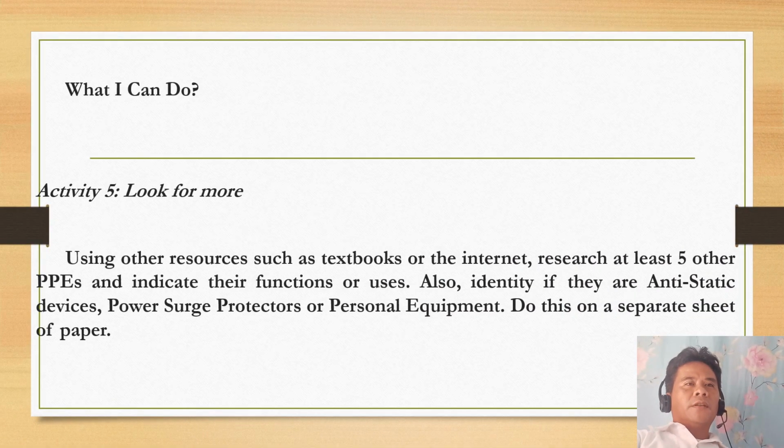So next, what you can do. Activity number 5, look for more. Using other resources such as textbooks or the internet, research at least 5 other PPS and indicate their functions or uses. Also identify if they are anti-static devices, power source protectors, or personal equipment. Do this in a separate sheet of paper.